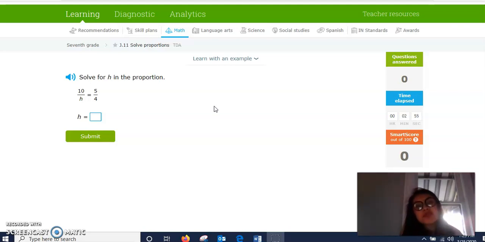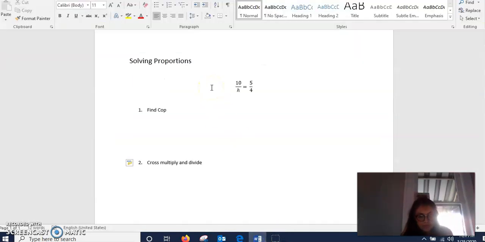Today we're going to solve proportions, and there are two ways you can solve proportions. So we're going to look at the first one. Solve proportions: I have 10 over h equals 5 over 4. You can solve the proportion by finding the COP first, or the constant of proportionality.